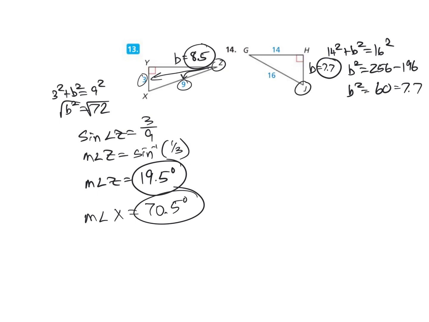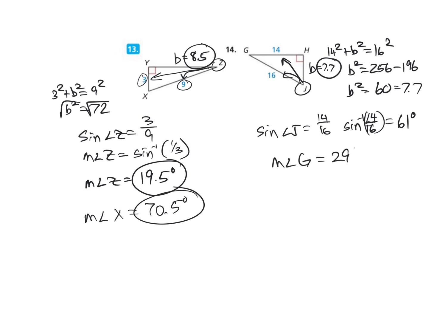Now let's get J. J has opposite leg and hypotenuse, so I'll use sine again. Sine of angle J equals 14/16, or the arc sine of 14/16 is going to be the measure of angle J. So that is 14 divided by 16 is 0.875. Take the arc sine of that, and you get 61 degrees. And 90 minus that is going to give us 29 degrees. So the measure of angle G is 29 degrees. So there's all three of your values.